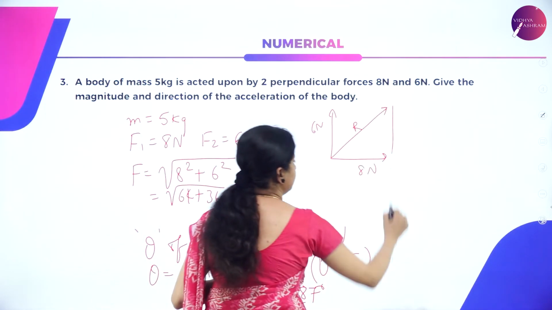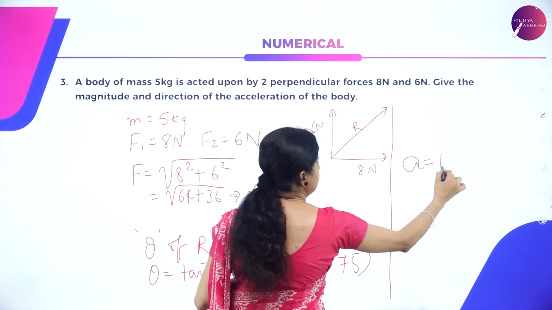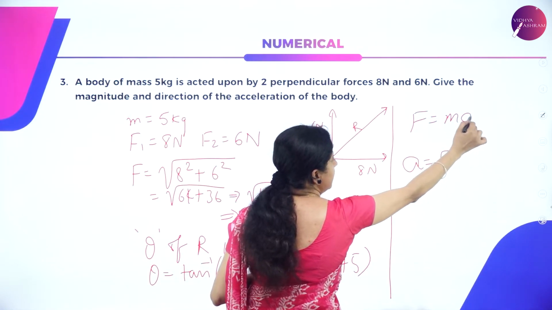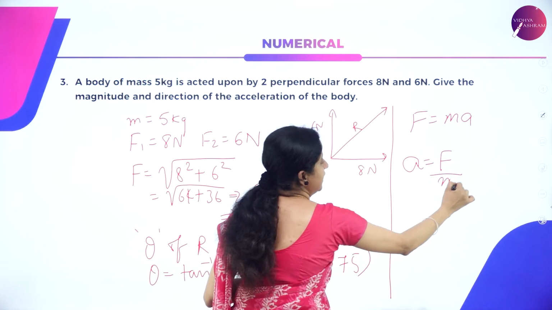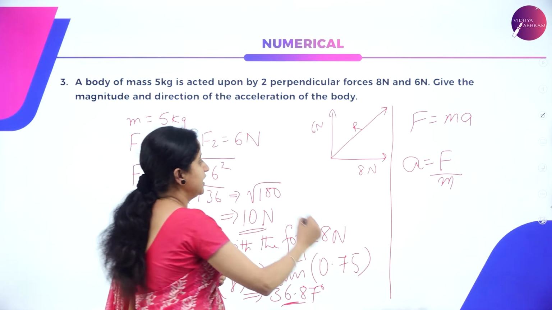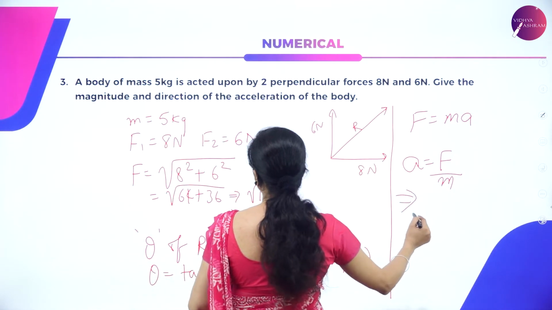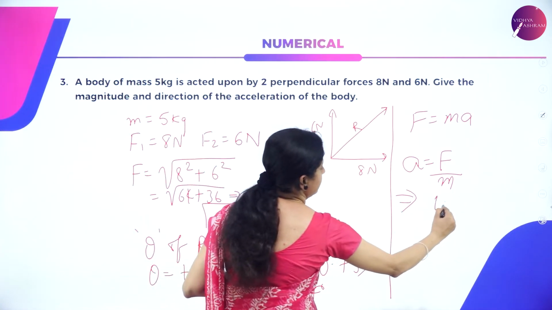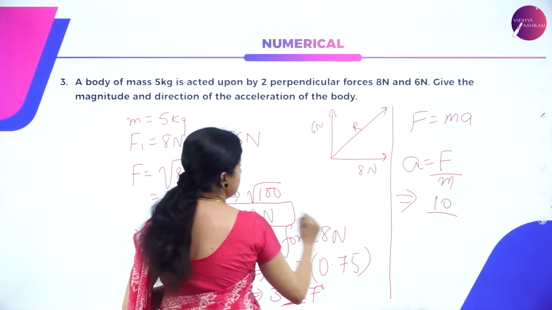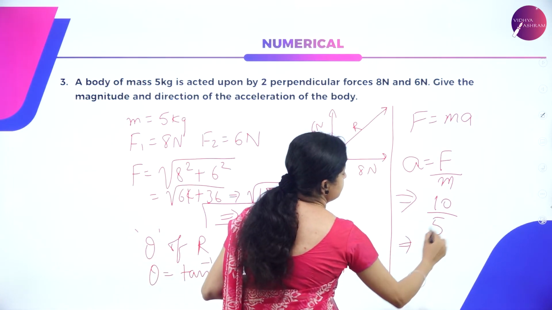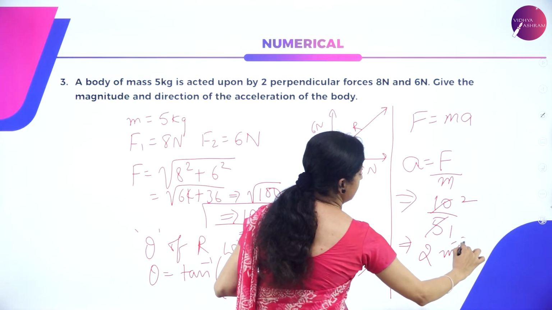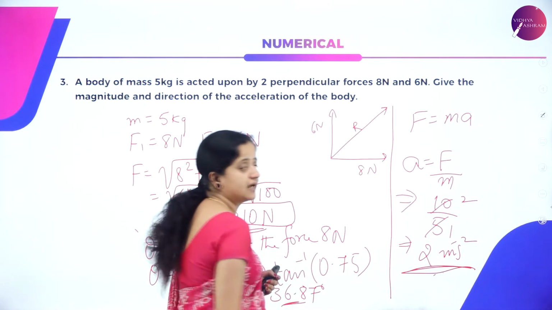Now we have to find out the acceleration magnitude. We know the formula F is equal to ma, and a can be calculated by the formula F divided by m. But what is F? It is the value we have calculated, that is 10 Newton, divided by the mass, which is 5 kg, and hence we will get 5 twos are 10, so 2 meter per second square is the value of acceleration.